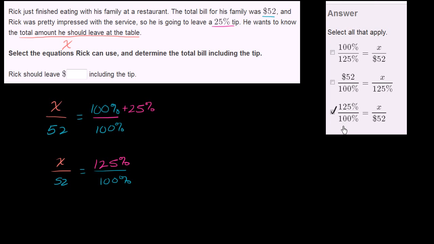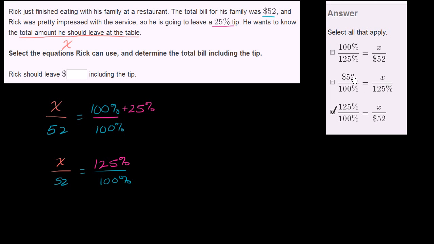And once again, this makes sense. The ratio between the percentage he's going to pay if you include the tip, relative to 100%, is going to be the actual amount he pays relative to the actual bill. Now let's see if any of these other ones make sense over here.